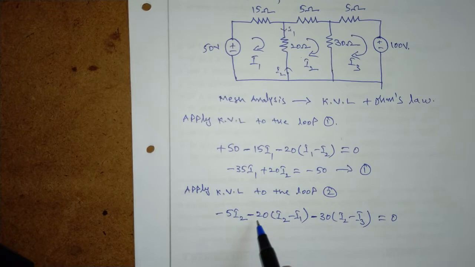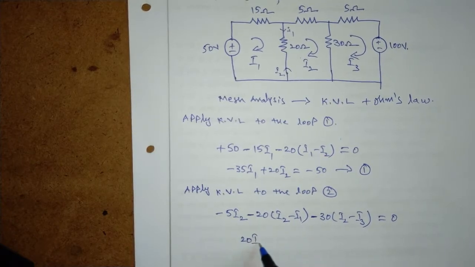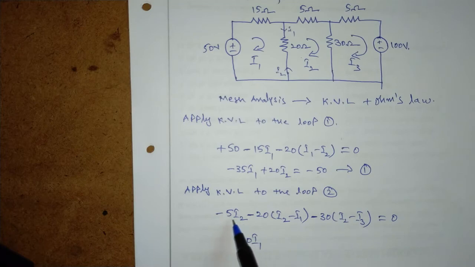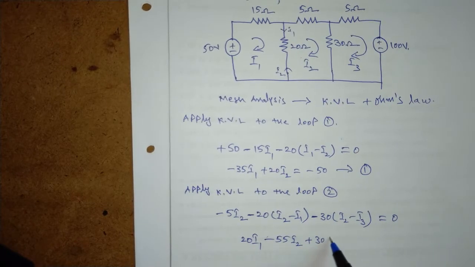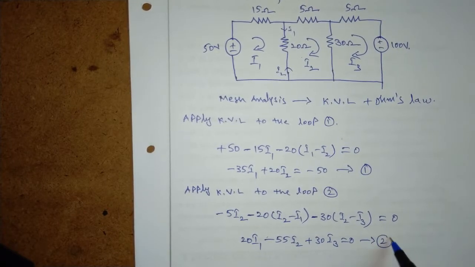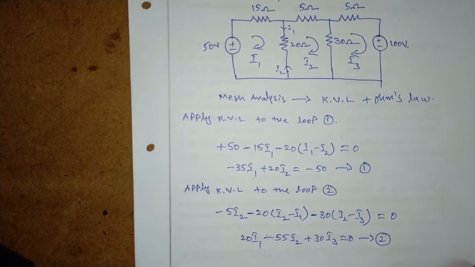Now simplify this: plus 20 I1 minus 5 minus 25 minus 30, that is minus 55 I2, plus 30 I3 is equal to 0. Let this be expression 2.